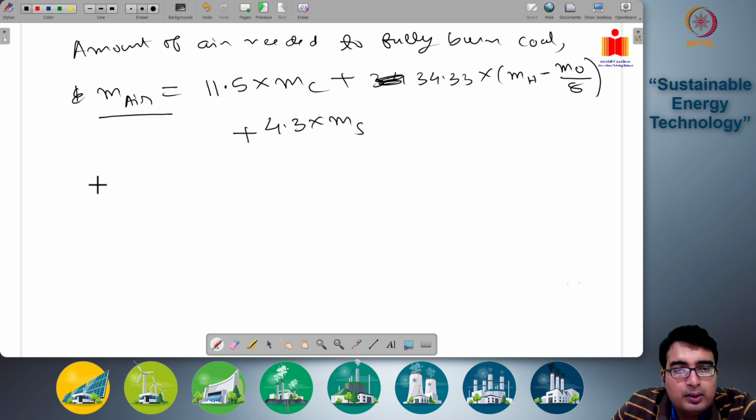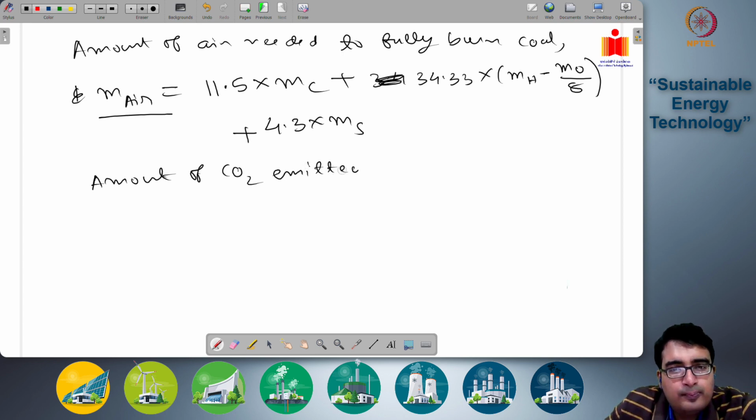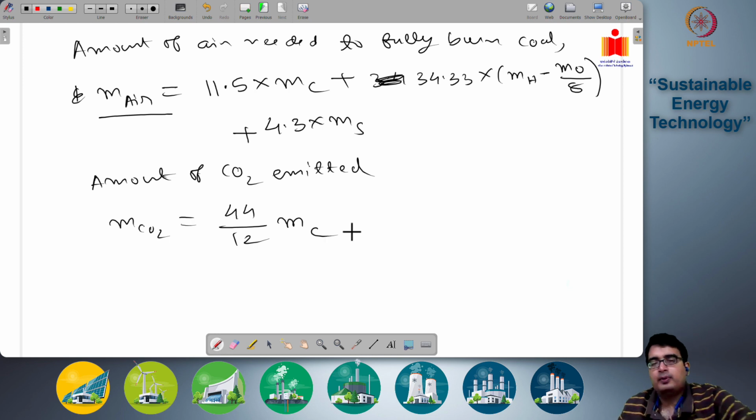Finally, the amount of CO2 emitted, mCO2, is 44 by 12 mC, because 44 kg of CO2 is emitted per 12 kg of carbon. So this is a straightforward relationship. Fine.